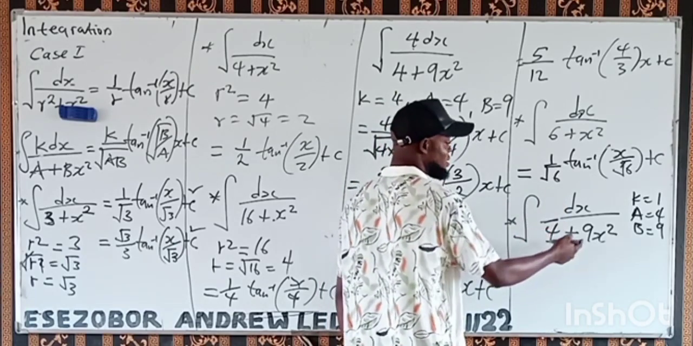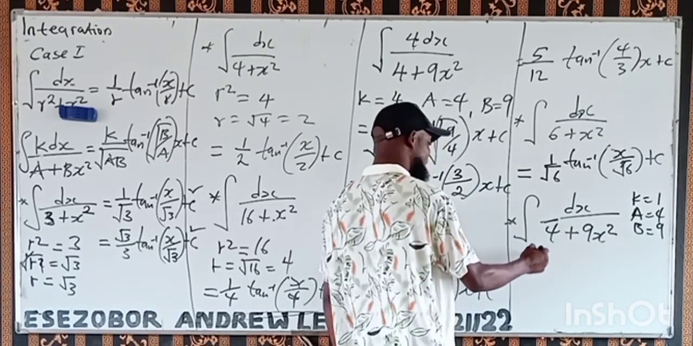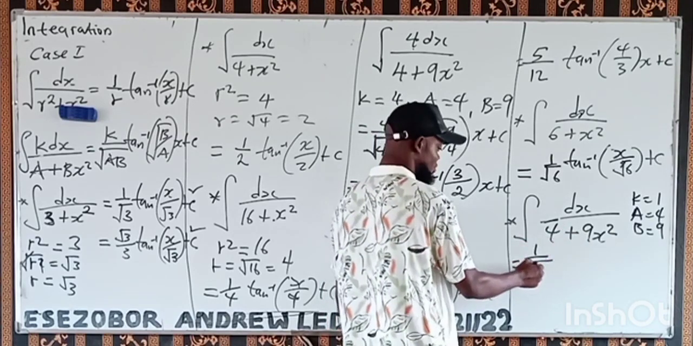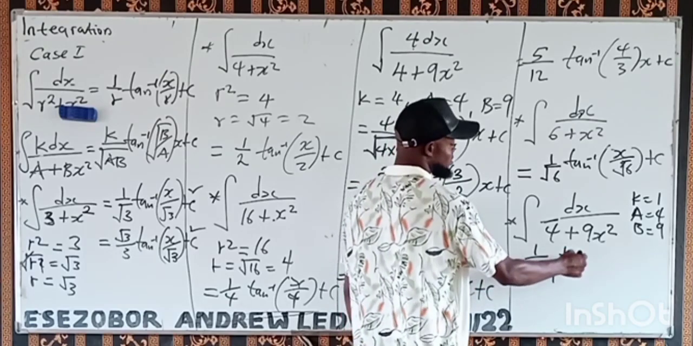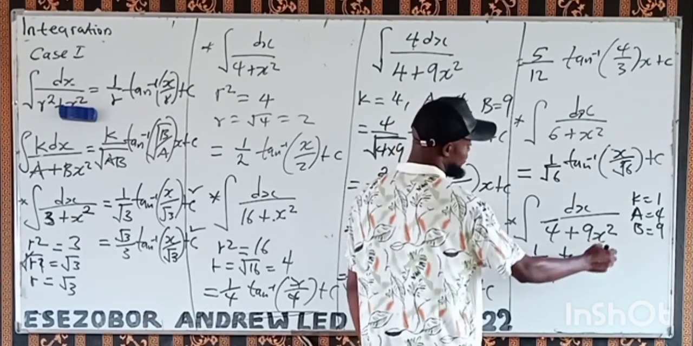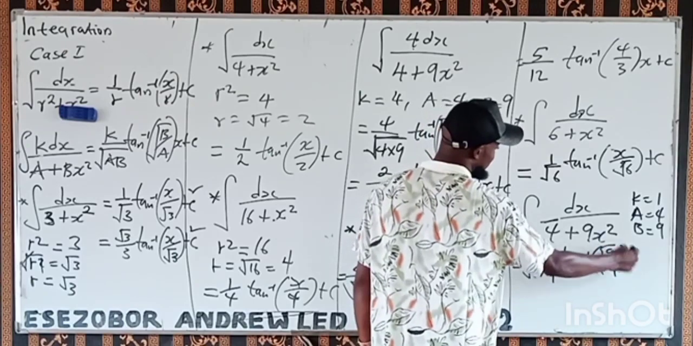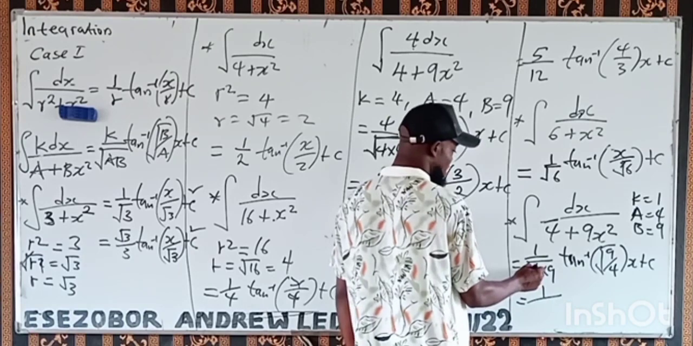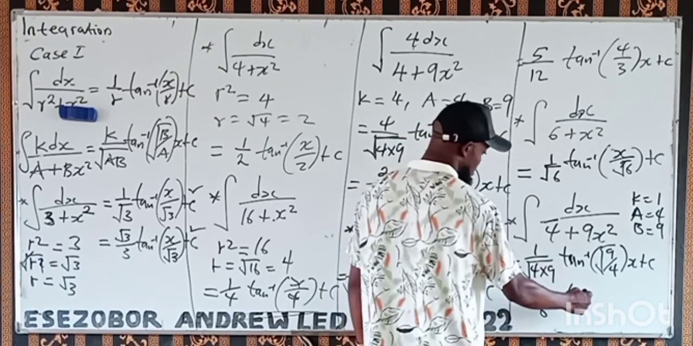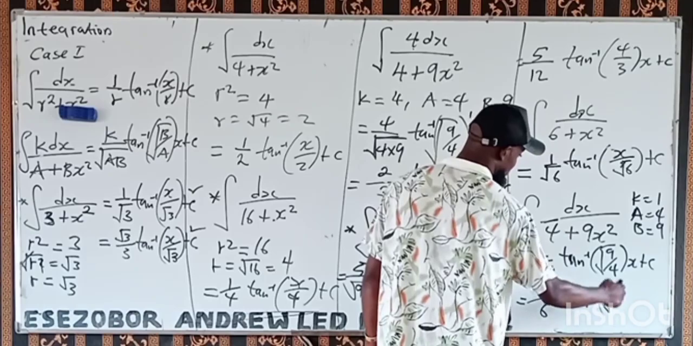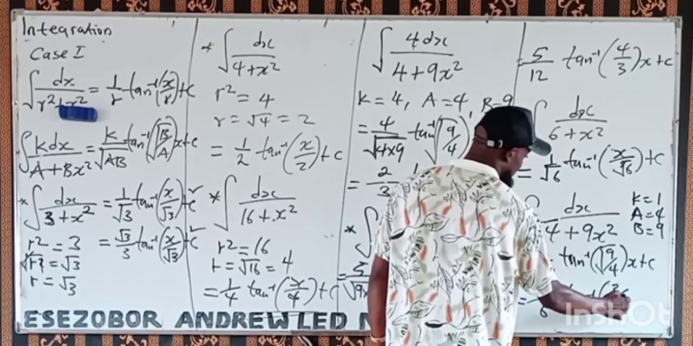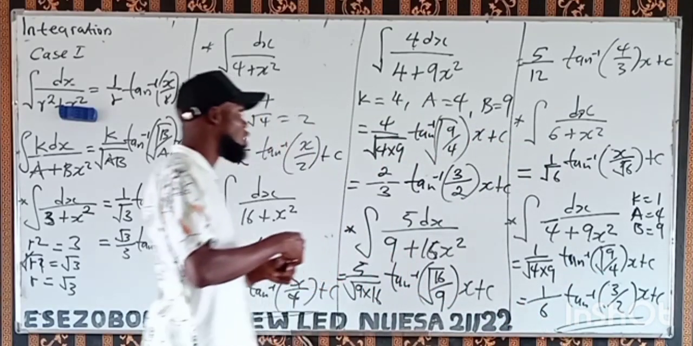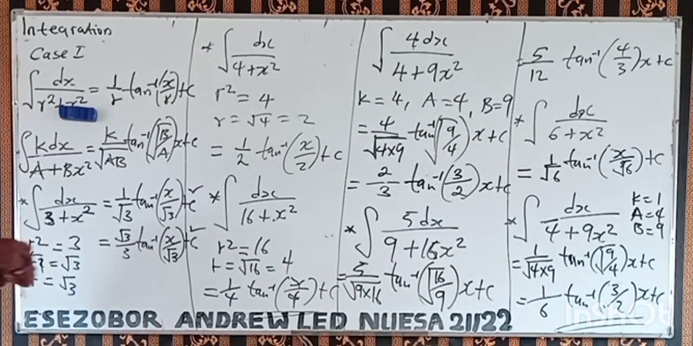Our a is this one that I have. Then b is the coefficient of s squared. I'm going to have k over root ab, which is root of 4 times 9. Tan inverse of root b over a, s plus c. That will give us 1 over 2 times 3, that's 6. Tan inverse of root, okay, root 9 is 3, root 4 is what? 2. S plus c. That becomes the answer. So this is how we are going to be doing this inverse question.